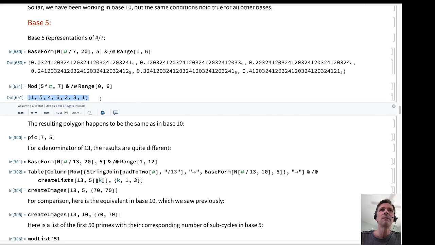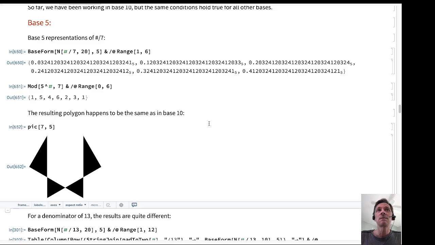This is the same list from which we're going to end up deriving our polygon, and the polygon is the same as the polygon in base 10. Right? But here we're reading the same polygon. Before we were reading it as 1, 3, 2, 6, 4, 5. This is going to be 1, 5, 4, 6, 2, 3, back to 1. We're reading the same polygon backwards. We're not going to notice which direction it's being read in. Of course, the image is the same.